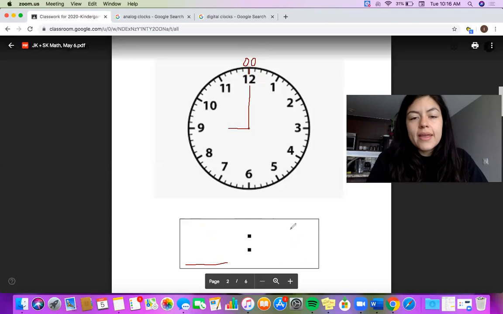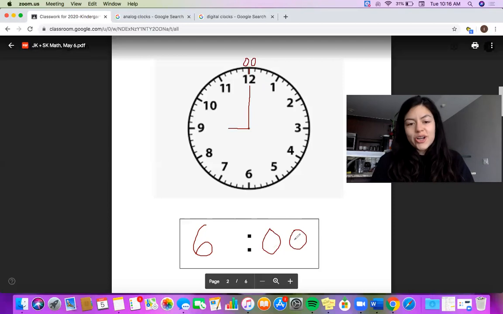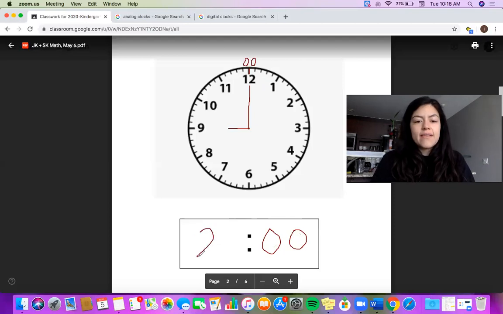What time would it be if you were looking at the digital clock and it said this? What time is it now? That's right, it would be 6 o'clock. What about now? 2 o'clock. 1 o'clock. 12 o'clock. You get the idea.